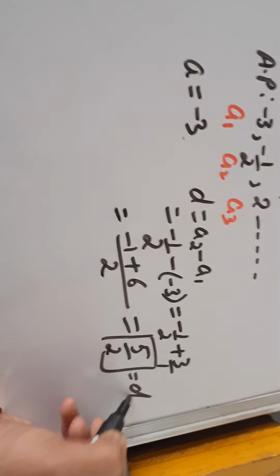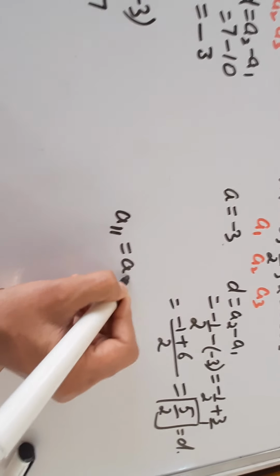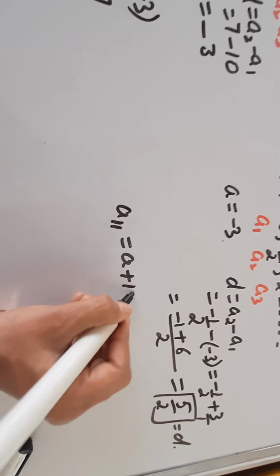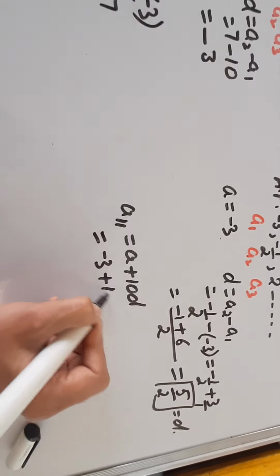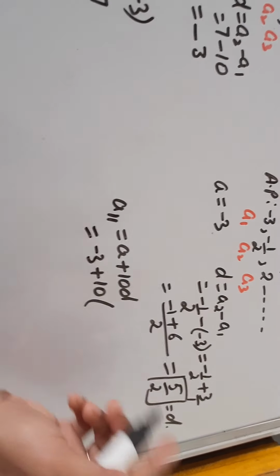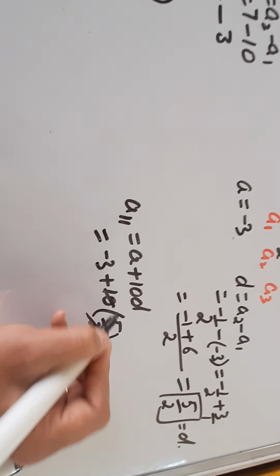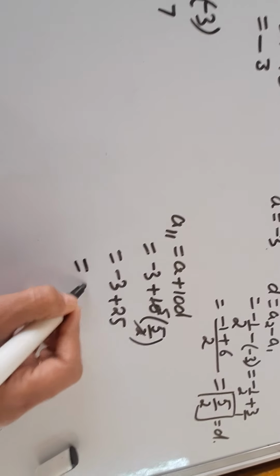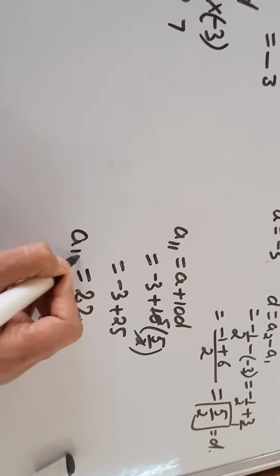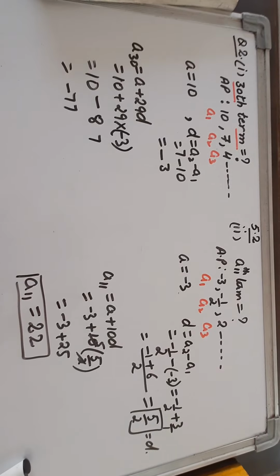This is d. Right? Now we need to find the A11 term. So what is A11? a plus n minus 1, that means 11 minus 1, 10d. So put the values. a is minus 3 plus 10 into 5 by 2. Now it is plus 5 by 2. In multiplication we can cancel: 2 fives are 10, so minus 3 plus 25, so the value is 22. So the correct option is A11 equal to 22. So I hope it is clear to you.